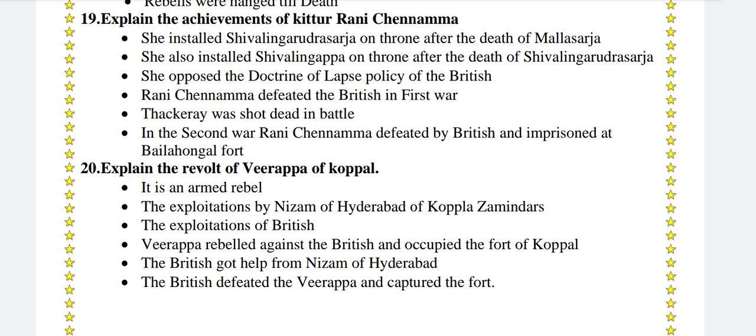Explain the revolt of Veerappa of Koppal. It was an armed rebellion. There were exploitations by the Nizam of Hyderabad of the Koppal zamindars, and exploitations by the British. Veerappa rebelled against the British and occupied the fort of Koppal. The British got help from the Nizam of Hyderabad. The British defeated Veerappa and captured the fort.